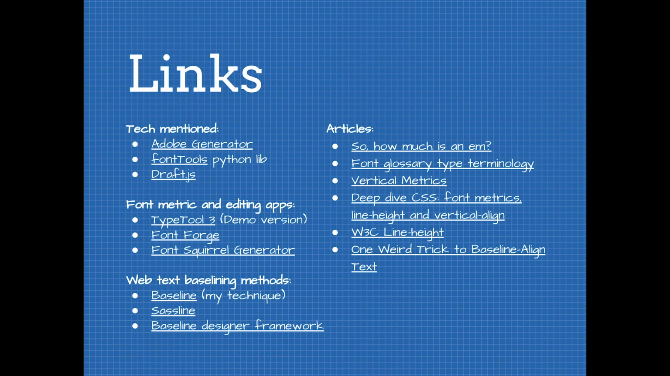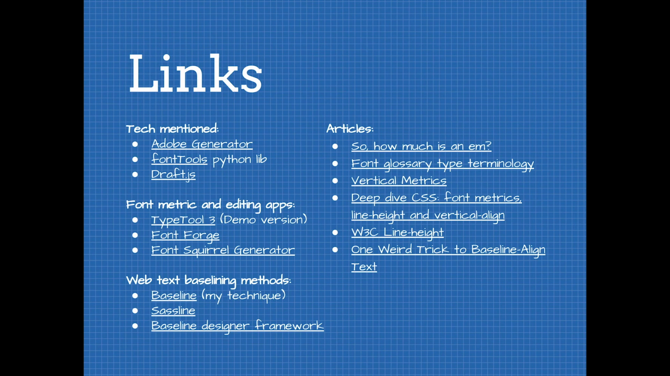So some links. Adobe Generator is what helps export all those layers. Font Tools is a Python library that helped me get the value of the UPM and that descender value. Draft.js, I didn't talk about that, but Draft.js helps you manage content editable state, and it's by Facebook, and it works with React, and it's really quite fun to play around with. And the nice thing about it is it also normalizes content editable across different browsers. They're all a little different.